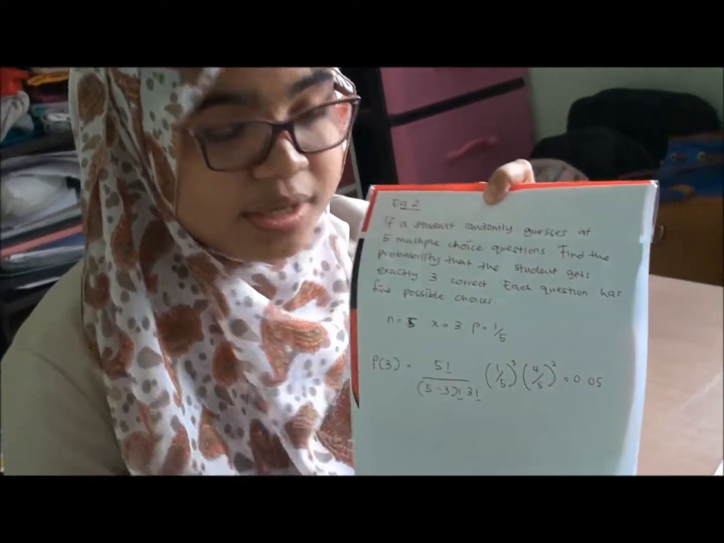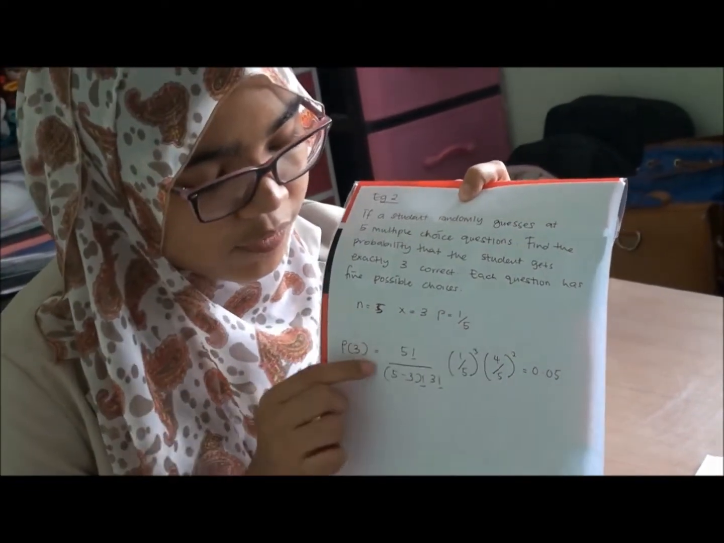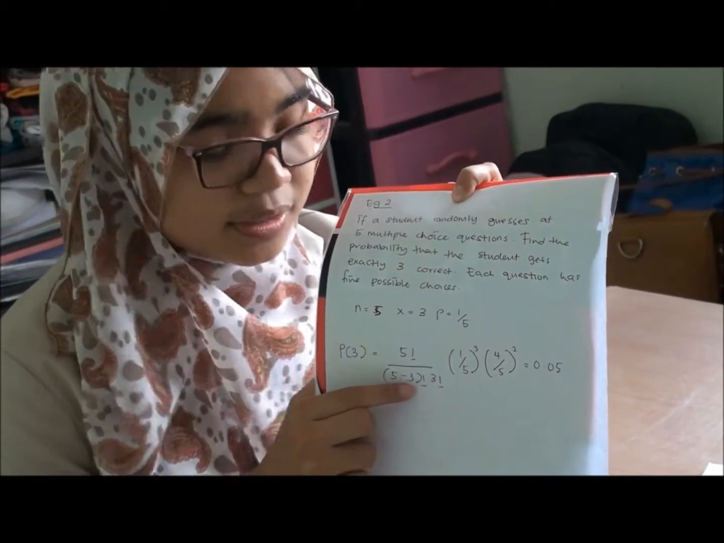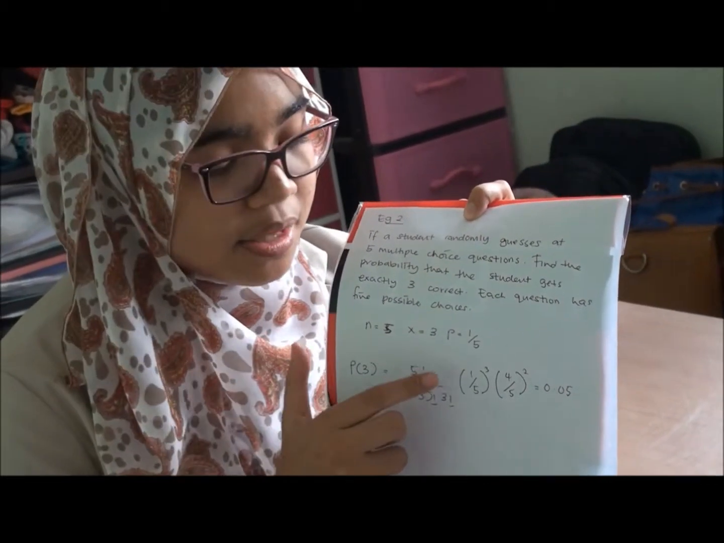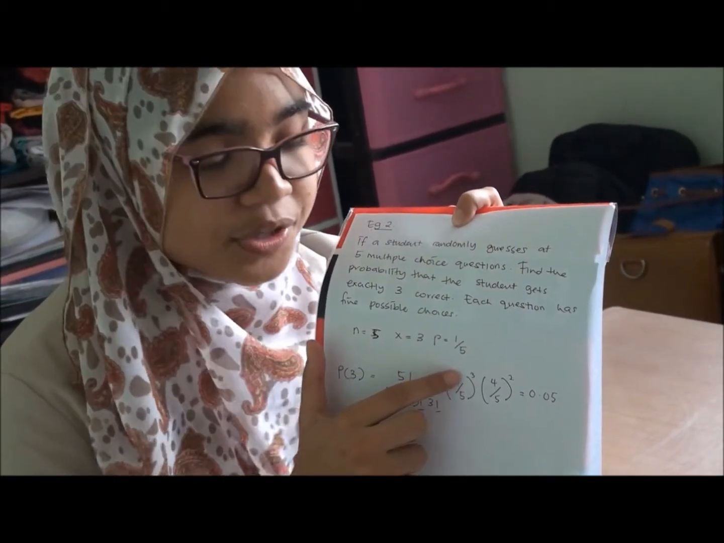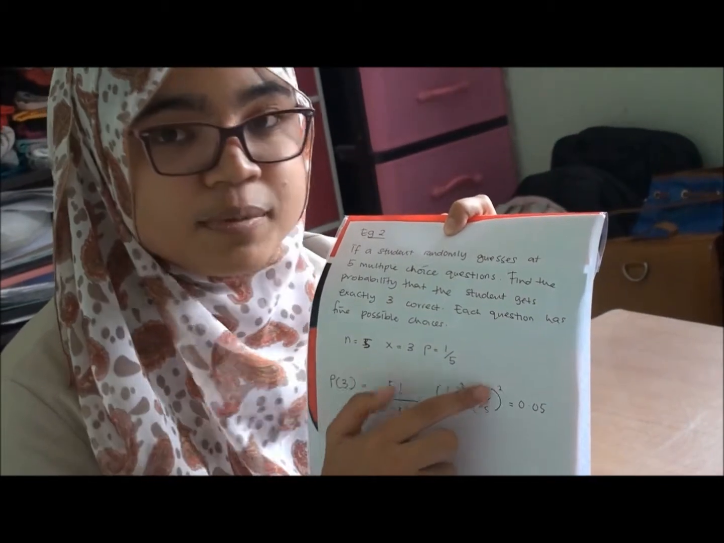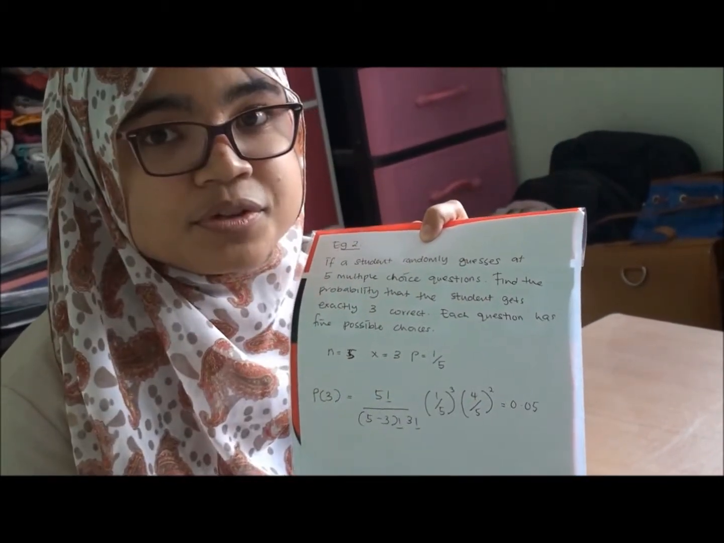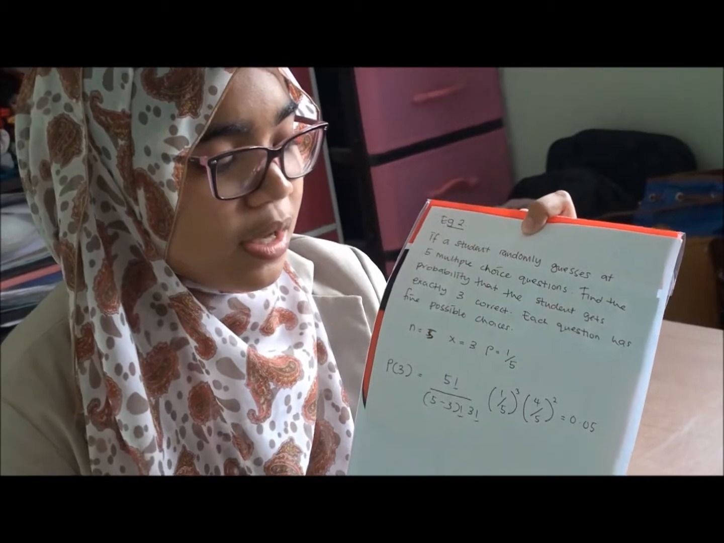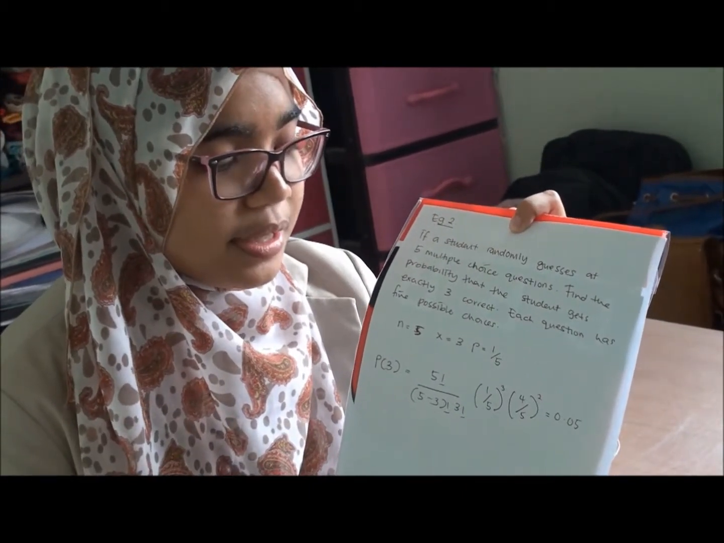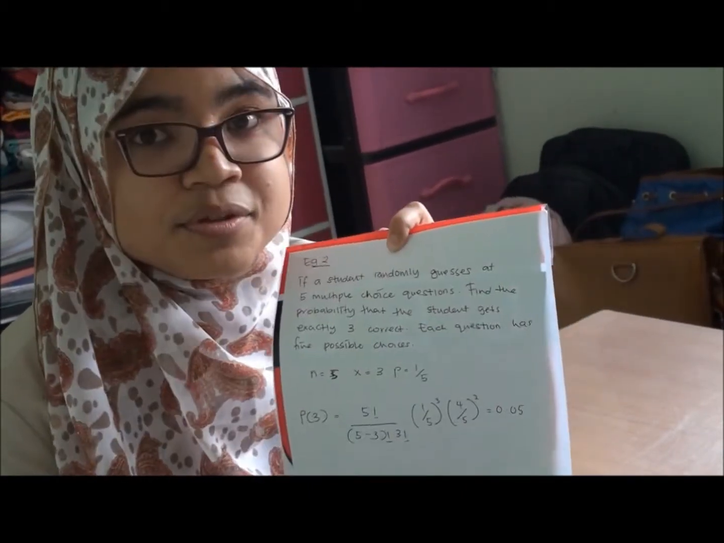Probability of 3 is equal to 5 factorial over (5 minus 3) factorial times 3 factorial, times (1/5) to the power of 3 and (4/5) to the power of 2. It is equal to 0.05. So the probability of each student gets exactly 3 correct is 0.05.